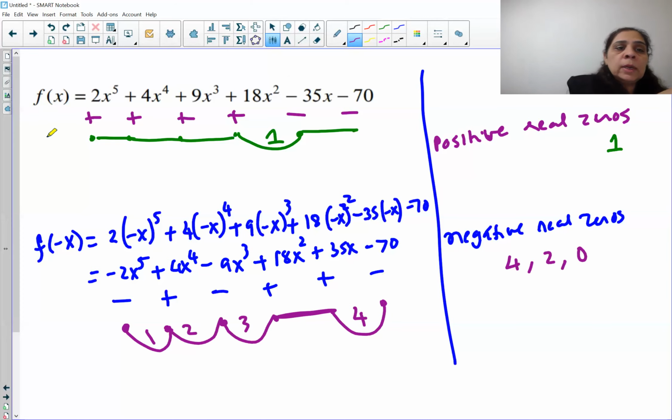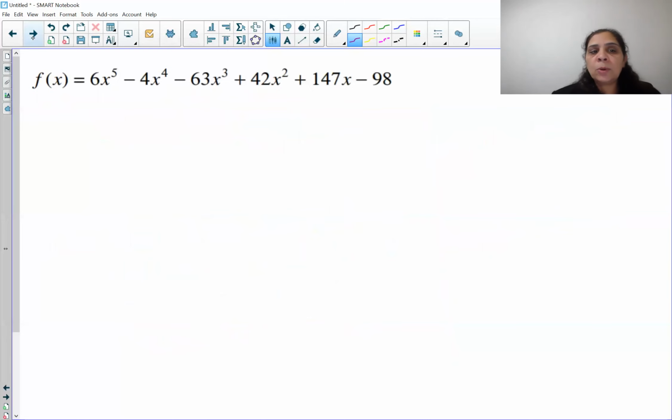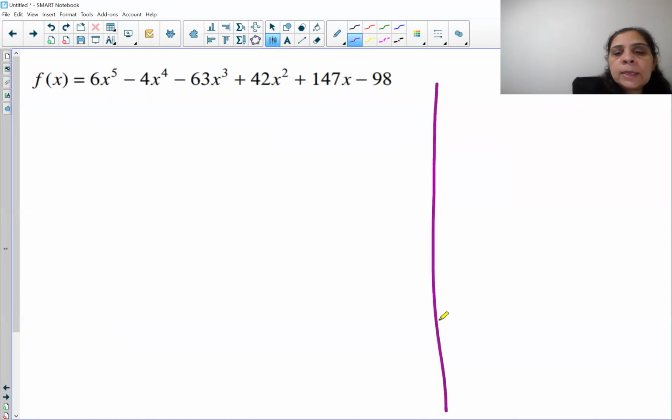Let's see the next one. Try to pause this video and try to do this problem, and let's come back with the correct answer. So first thing, it's in descending order. We will check how many positive real zeros.